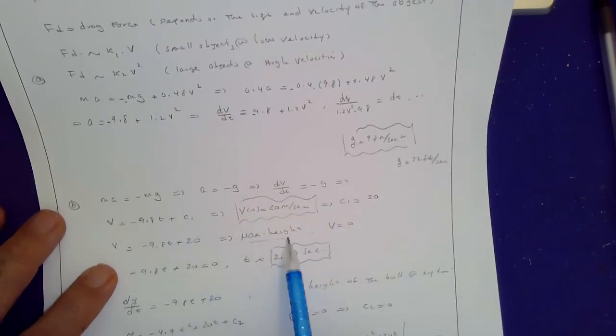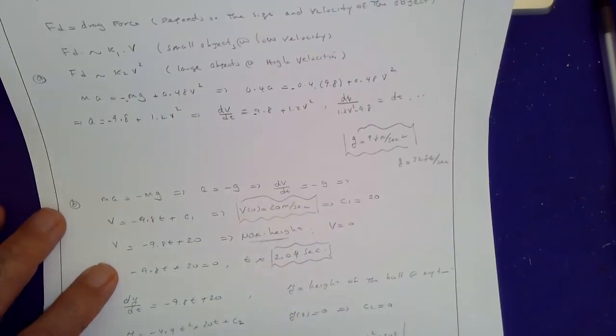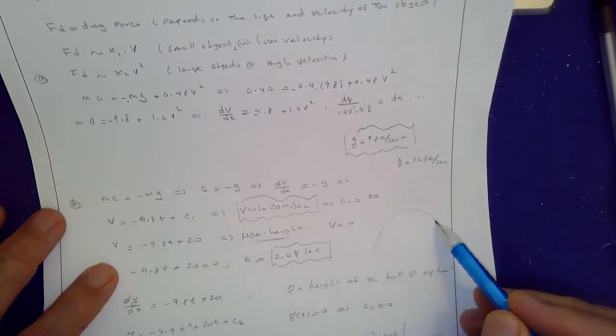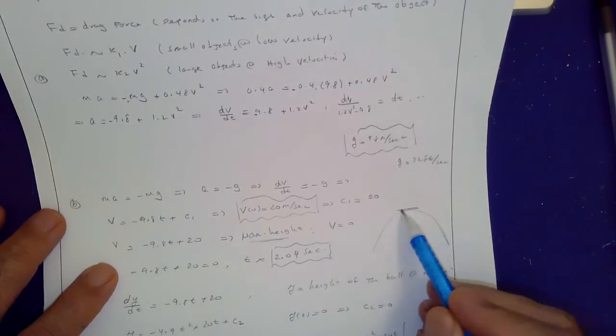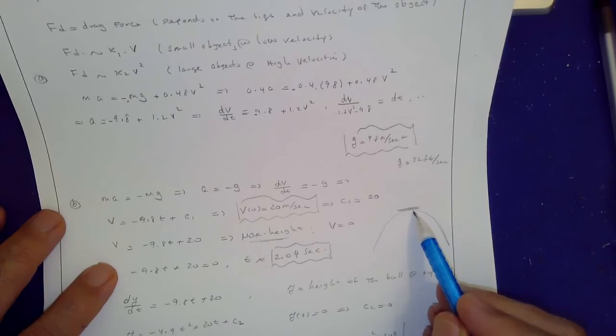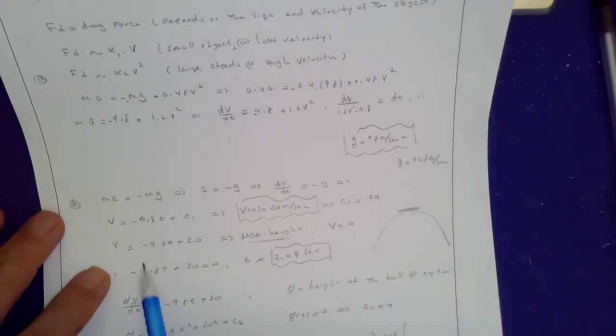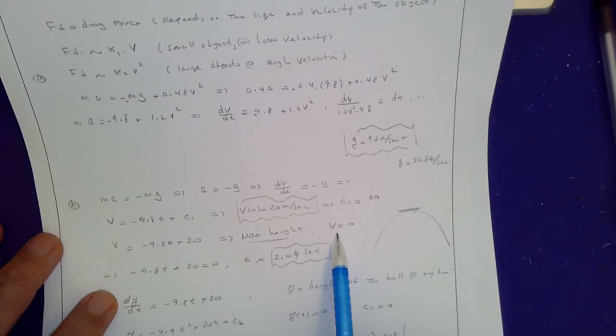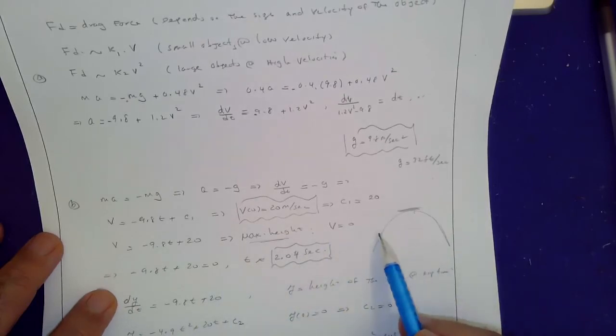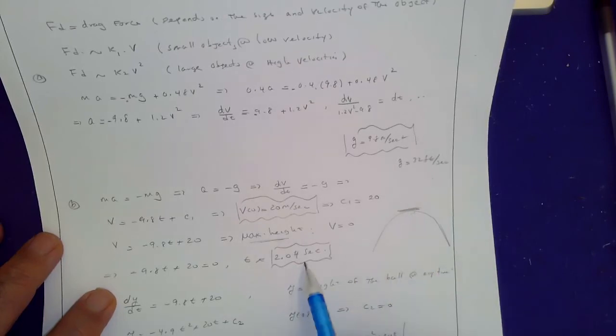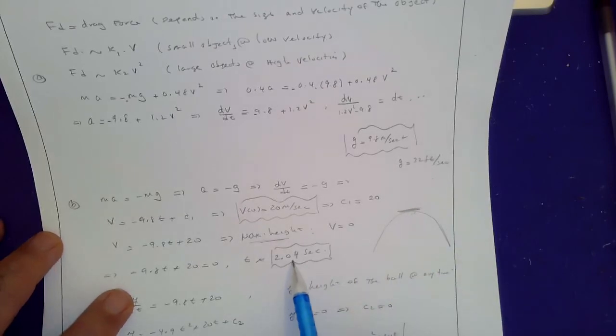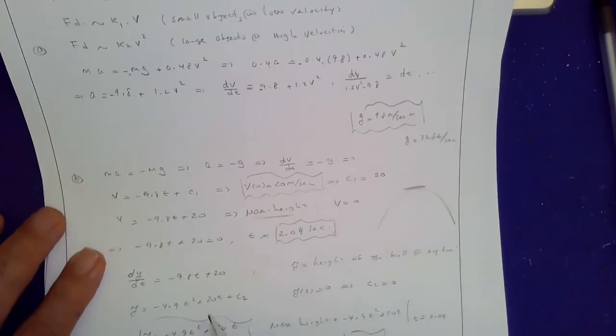So now I'd like to find the maximum height. How do you find the maximum height? Maximum height is achieved when the velocity at that point, at that height, is 0. So set the velocity equal to 0, solve for time. That tells you how long it takes for the ball to reach the maximum height, which in this case is 2.04 seconds.